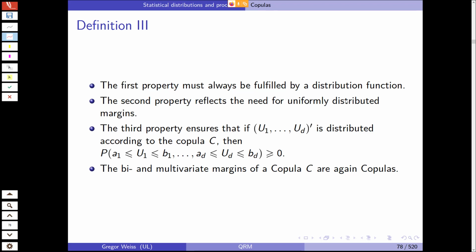And the third property ensures that if u1 up until ud is distributed according to the copula, then the probability of a1 being smaller than U1 and b1 and so on is actually equal or larger than 0. And the bi and multivariate margins of a copula are again copulas. So if you have a d-dimensional copula, then you can take a subset of these variables, and what you get is again a copula.